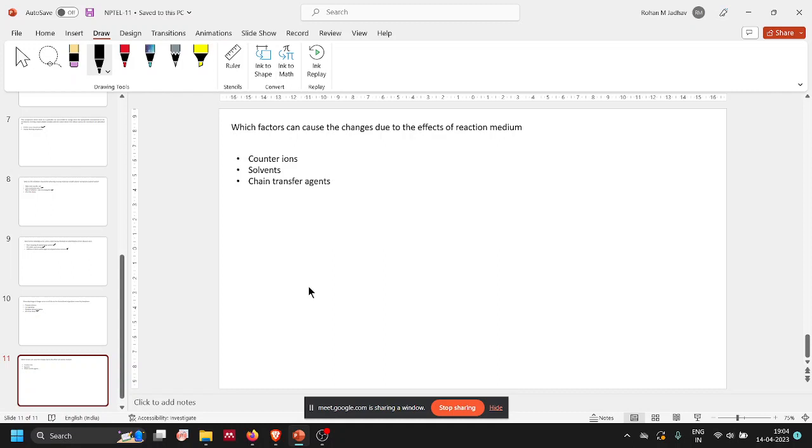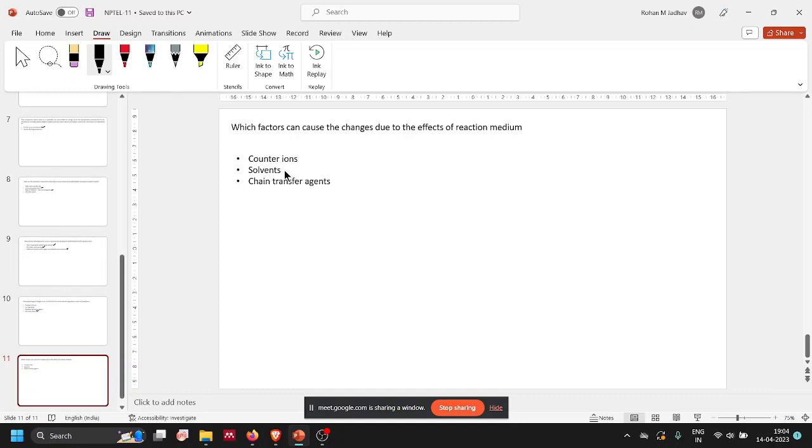We have the final question. Which factors can cause the changes due to the effects of reaction medium? Now, cationic polymerization process is actually very much reaction medium sensitive. So amongst these, we have counter ions, solvents, and chain transfer agents. What brings these changes is that the equilibrium between free ions and ion pairs is shifted towards free ions due to high polarity solvents.